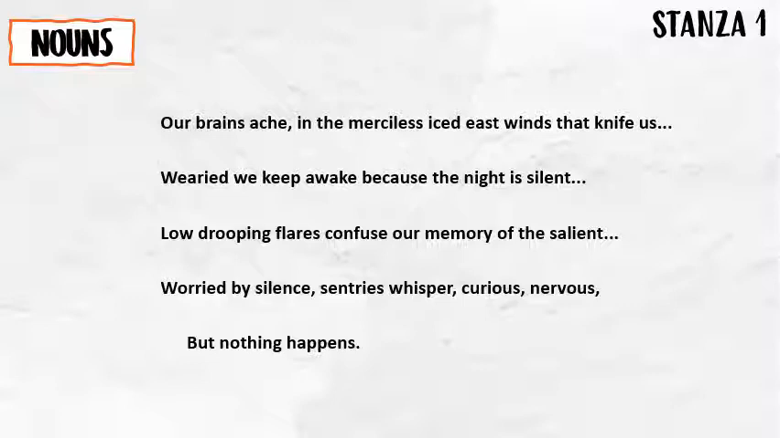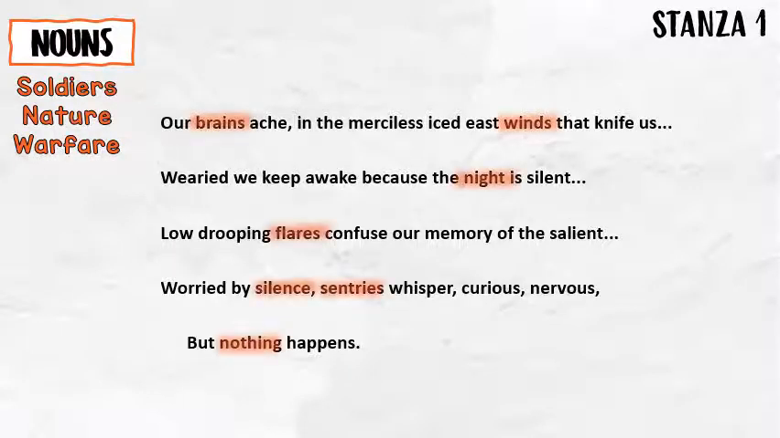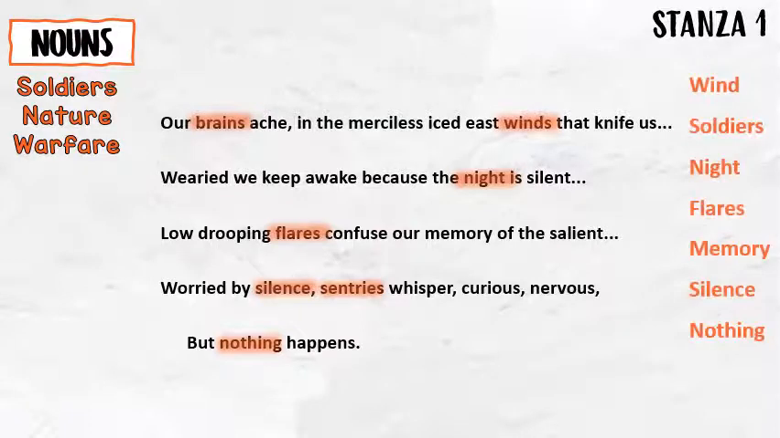So I'm going to find the nouns that stand out to me, to do with the soldiers, to do with nature, and to do with warfare. These are the ones that I focused on: brains, winds, night, flares, silence, sentries, and the sentries he's just referring to as these are the soldiers, and the idea of nothing. They're the main ones that stood out to me, and I like to write down on the side the main nouns, the things, the people, the places that are happening.